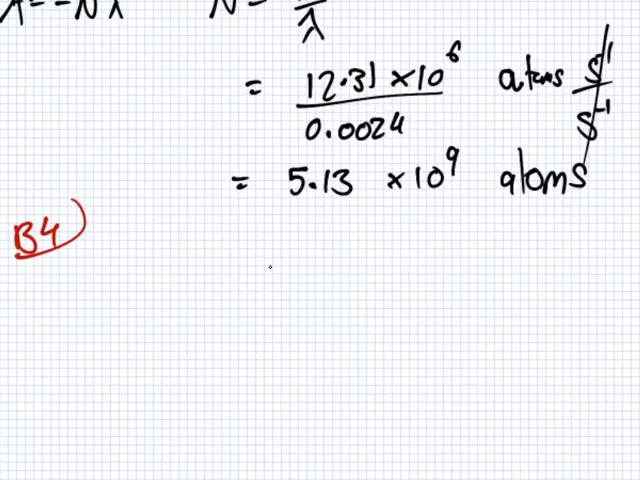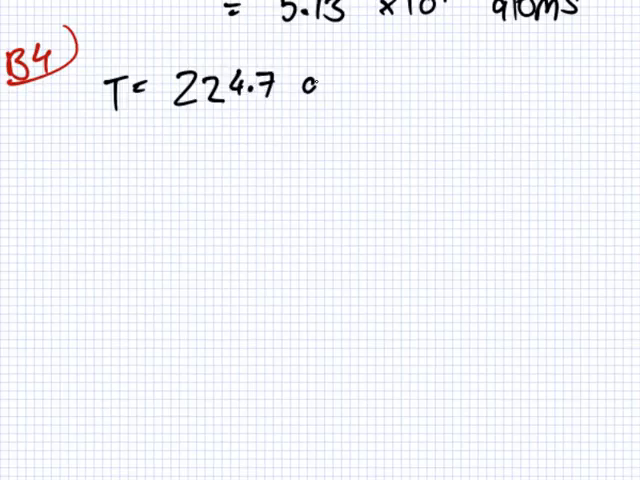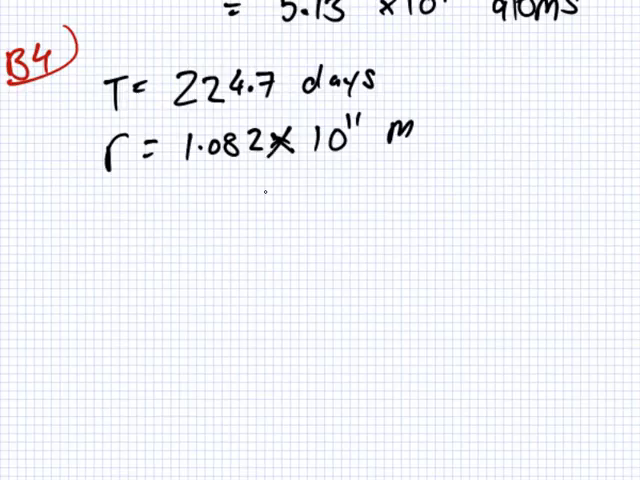Continue? Yep, okay, B4. The planet Venus takes 224.7 days to orbit the Sun, and the radius is 1.082 times 10 to the 11 meters. What's the angular speed?